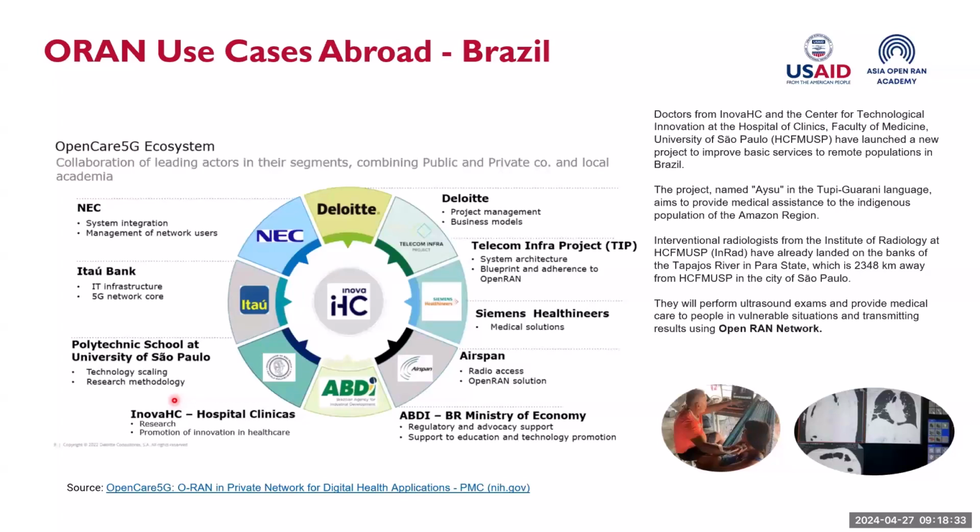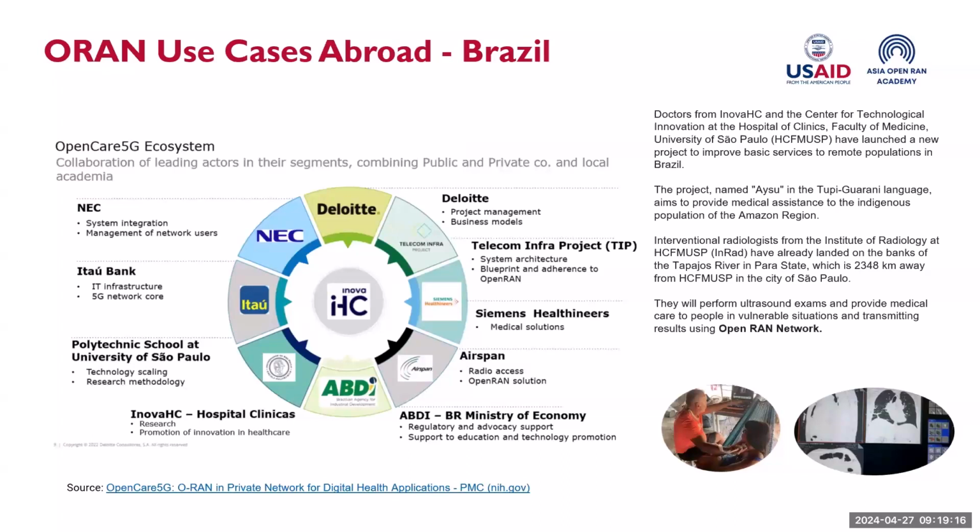And surprisingly, the core network was provided by a bank. So they use the IT infrastructure of the bank, which serves as the 5G network core. So the IT infrastructure of Itaú Bank, no? And the system integration, yung nagkabit-kabit lahat ng system is NEC and the management of network users. Okay. So implementing Open RAN needs a lot of ecosystem players. So that's why it's implementable as we see in other use cases in different countries as well.